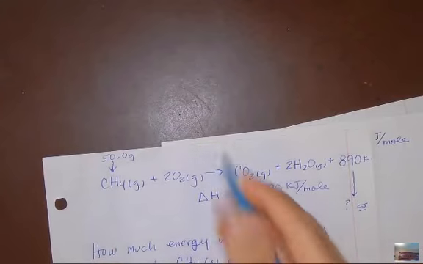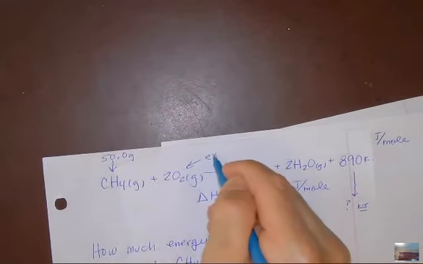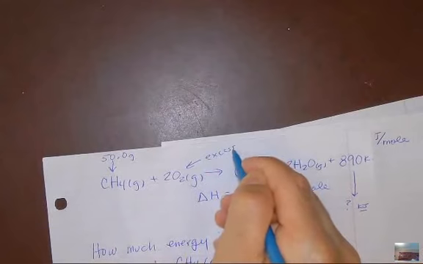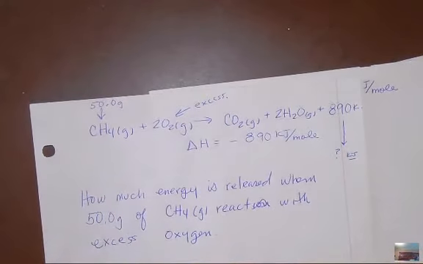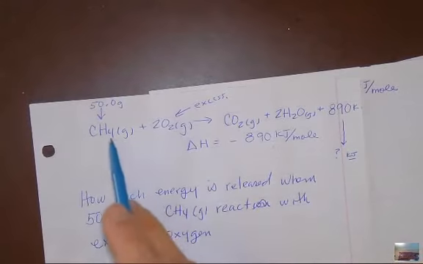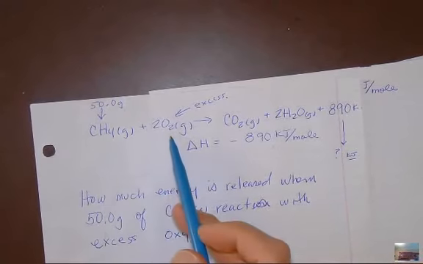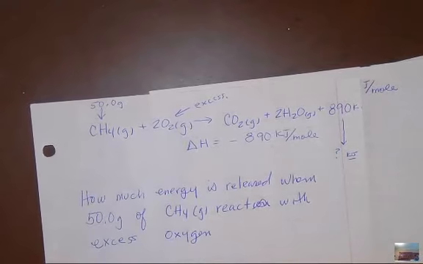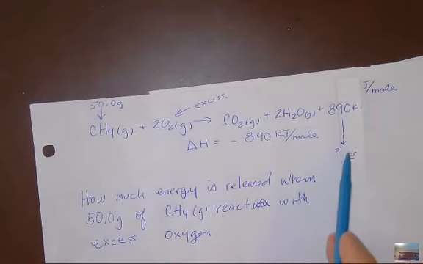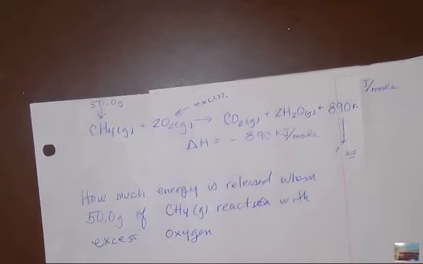So this is our map. This guy's in excess. So it doesn't matter, okay, how much you have. So this is like doing it in an open flame where the oxygen comes out of the air, right? You're not controlling the amount of oxygen. So just like your kitchen stove. So 50 grams go in, how much heat do you get out? And that heat is used for cooking.